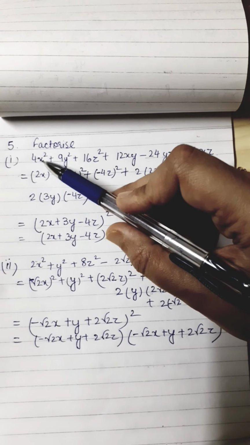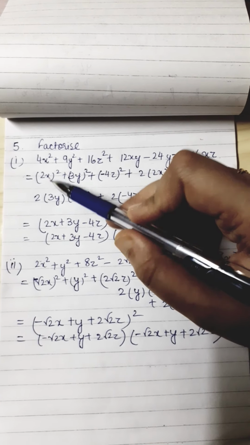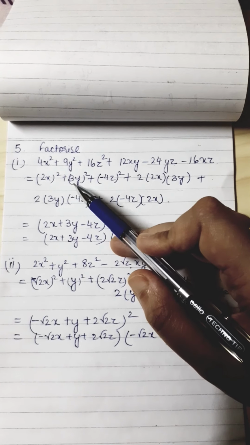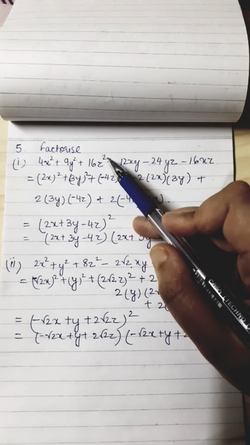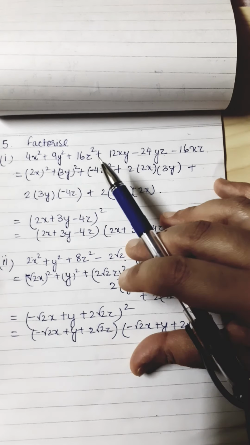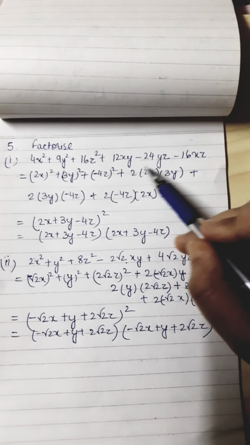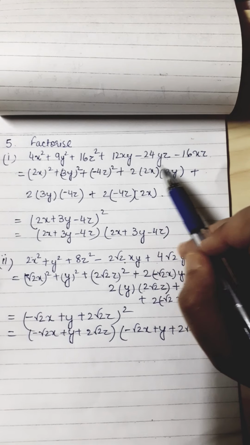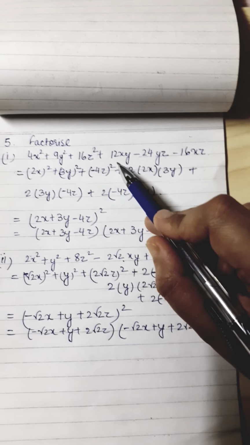So 4x square I have written as (2x) the whole square. 9y square I have written as (3y) the whole square. 16z square I have written as (-4z) the whole square. Now why I have written minus 4z, I will be telling you in the next terms. When they come, I will be explaining why minus 4z.